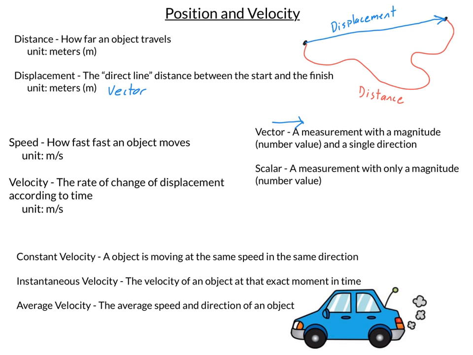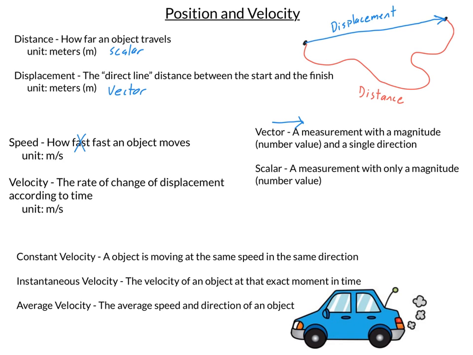Whenever we say the word magnitude, we mean number value. A scalar is just a measurement. It doesn't have a direction, or its direction is always changing, and so we can't say that. Distance is a scalar. Now, speed is something we talk about all the time. It is how fast you are going. Base units of meters per second.